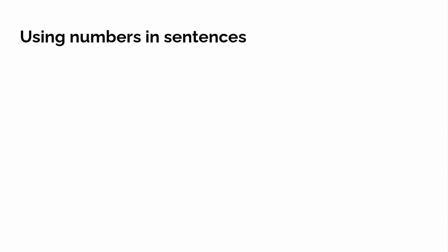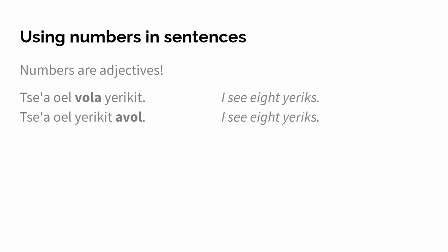Using numbers in sentences is very simple, and you should probably already know how to do that, because numbers are just adjectives. So for example, "CA well wola jerigit": I see 8 jerigs. And now you can also put the number after the jerigs, of course: "CA well jerigit avol". It means the same, I see 8 jerigs.